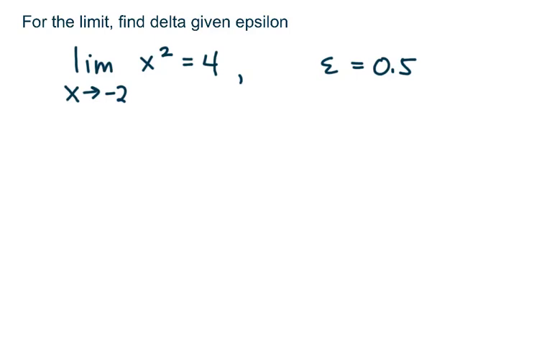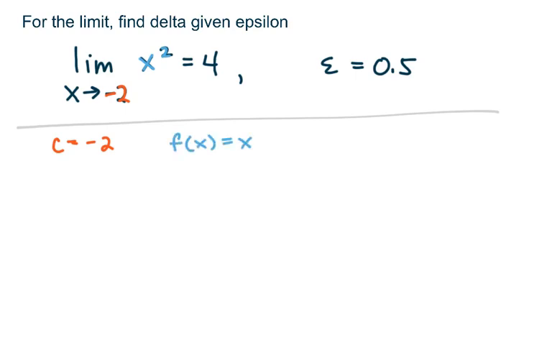Let's do another example using the precise definition of a limit. Here we are given a limit, the limit as x approaches -2 of x squared equals 4. And given this limit and the epsilon value, 0.05, we need to determine a delta. So we have our c value, c equals -2. My function, f of x, is x squared. My limit, L equals 4, and epsilon here is 0.5.